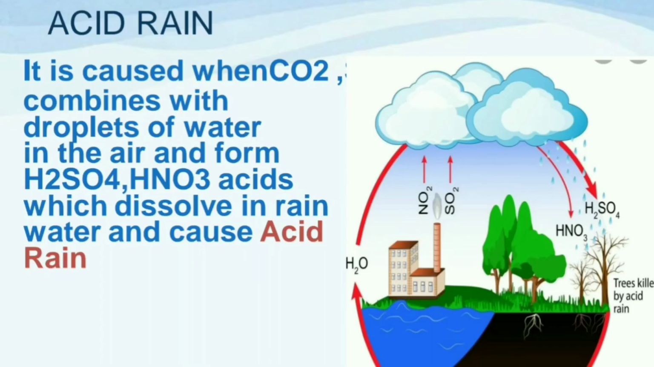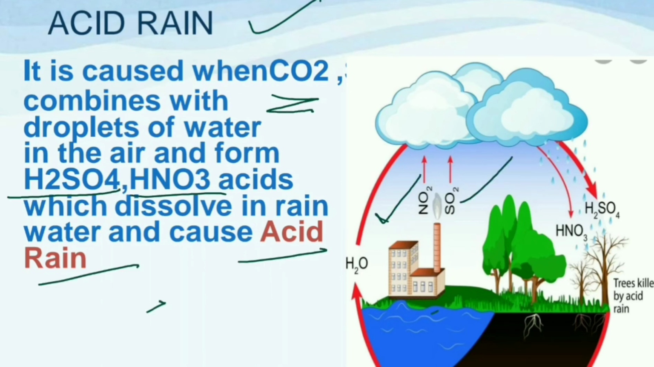The next pollutant is acid rain. Normal rain is usually slightly acidic due to the dissolution of carbon dioxide in water, because carbon dioxide dissolves in rainwater to form carbonic acid, which makes the water slightly acidic. But due to air pollution, large amounts of nitrogen dioxide and sulfur dioxide combine with water vapor and oxygen to form sulfuric acid and nitric acid. And these come down to the earth with rain, known as acid rain.